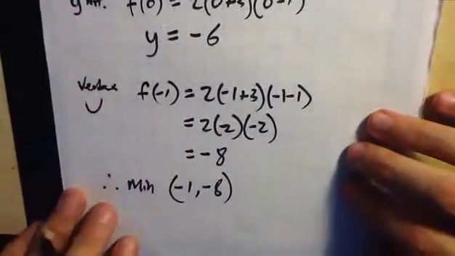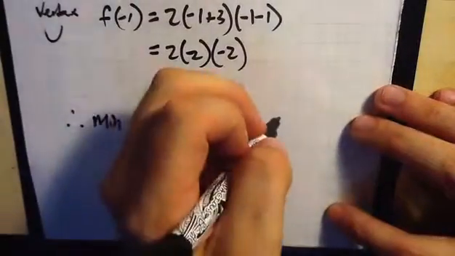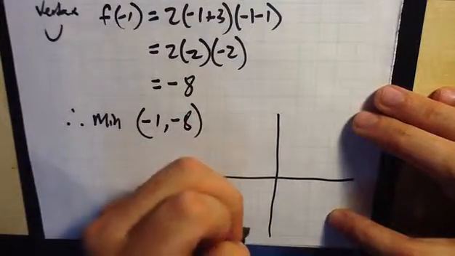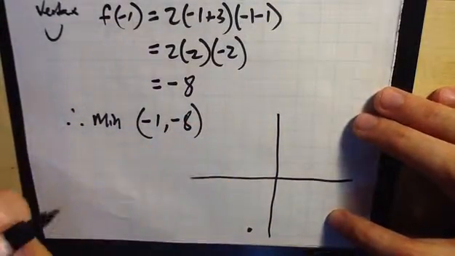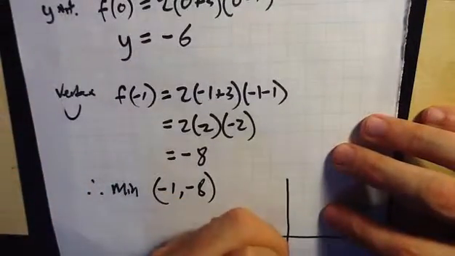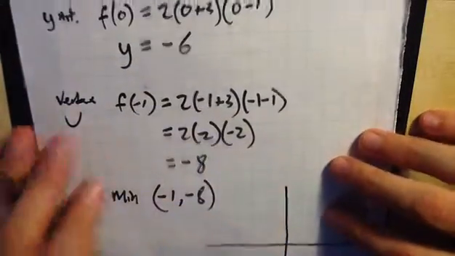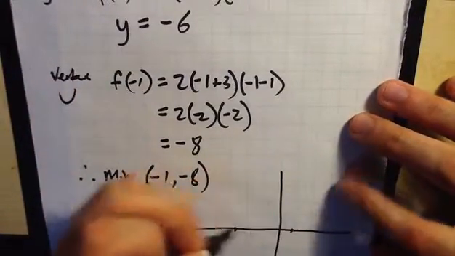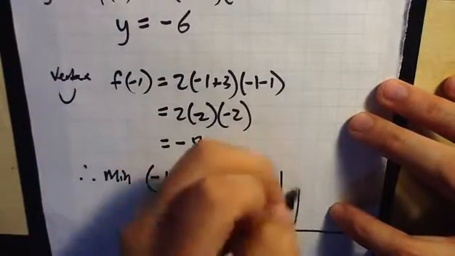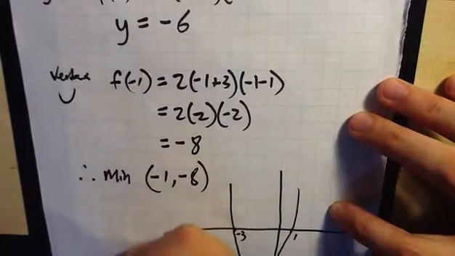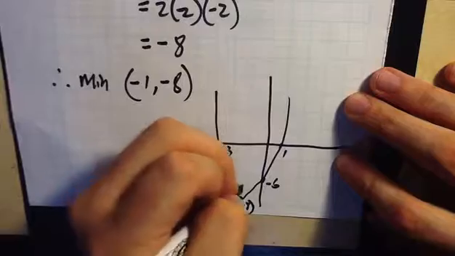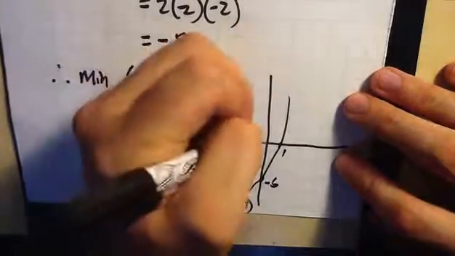So I've got everything I need to do a quick sketch of the graph. The minimum's at -1, -8, which would be down here somewhere. The y-intercept was -6, that's -6 there. The x-intercepts are at -3 and 1, so your graph will look something like that. Oops, can you see on the screen? Okay, and that's the axis of symmetry crossing at -1.